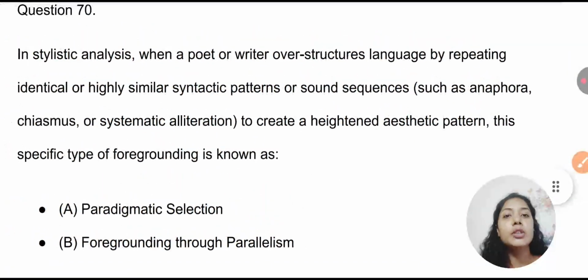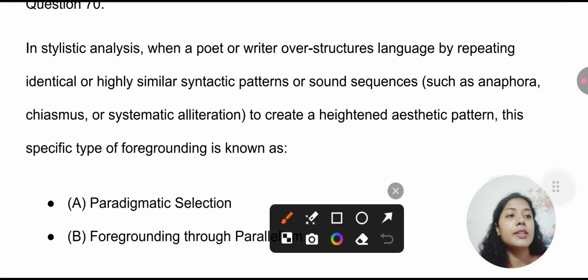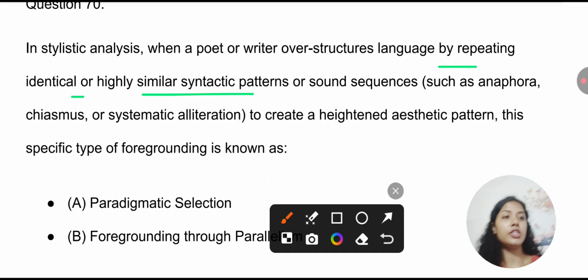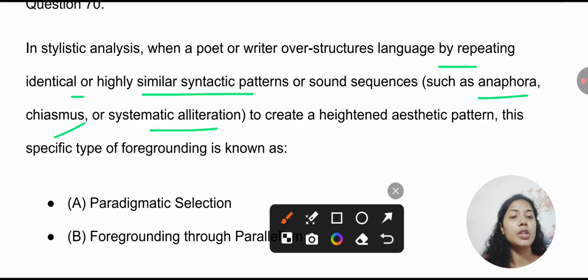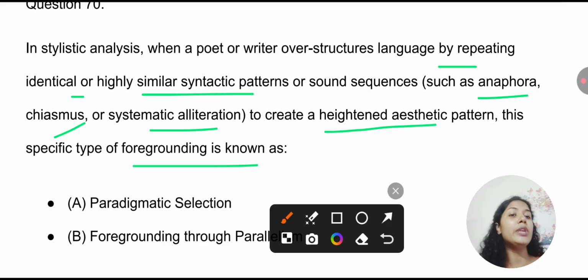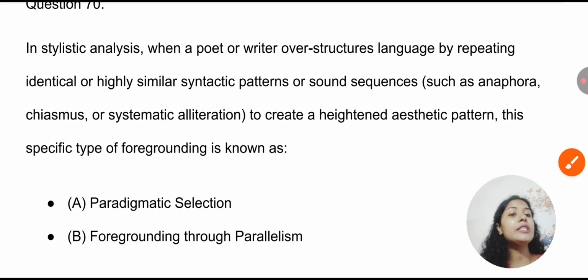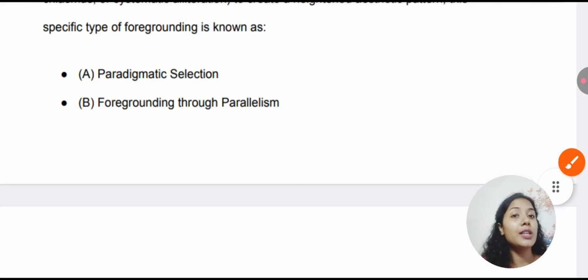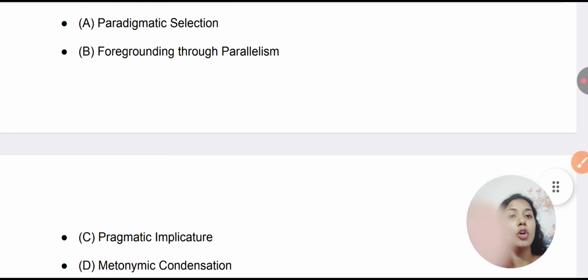Read this question. In stylistic analysis, when a poet or writer overstructures language by repeating identical or highly similar syntactic patterns or sound sequences, such as, you have studied, anaphora, chiasmus, or systematic alliteration, to create a heightened aesthetic pattern, this specific type of foregrounding is known as. अब इस टाइप की जो foregrounding है उसको क्या कहा जाता है? Here are the options.